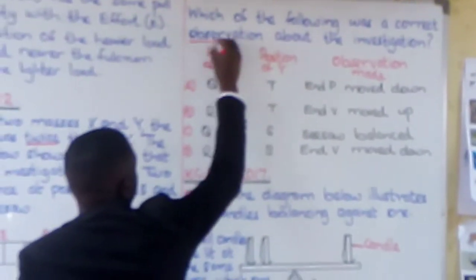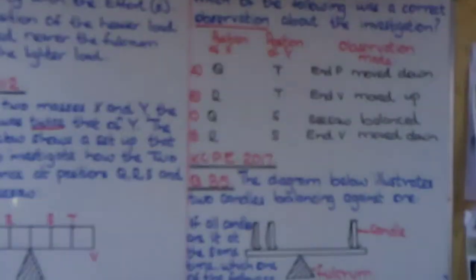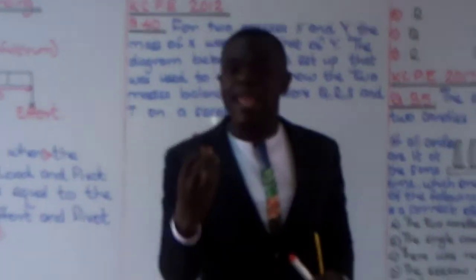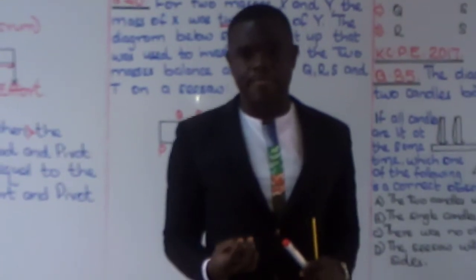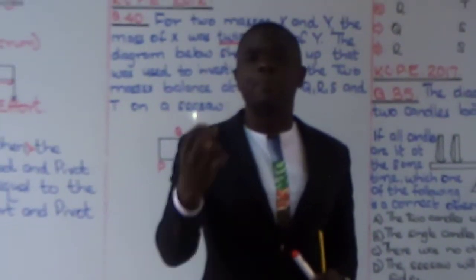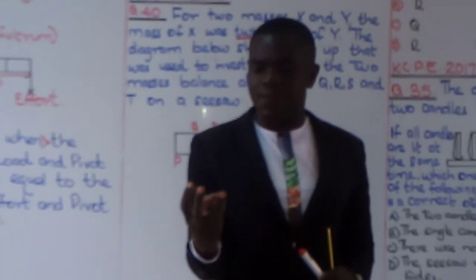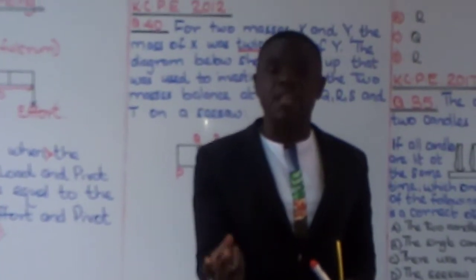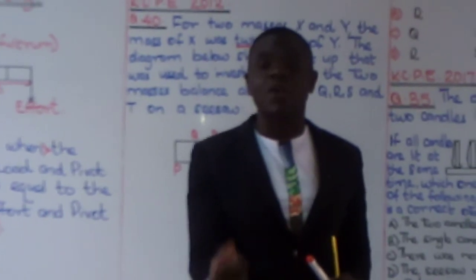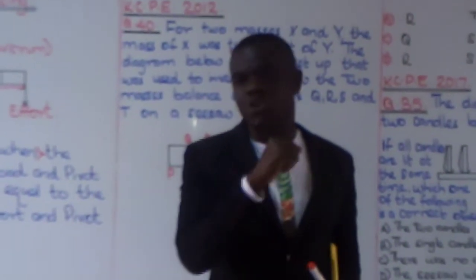Now look at that. It's an observation. They want us to find the observation. The one that carried out the investigation observed something. Now, in an activity, there is the aim of the activity. And then there is the procedure. First of all, the aim, then the apparatus, then the procedures, and then observation and conclusion.